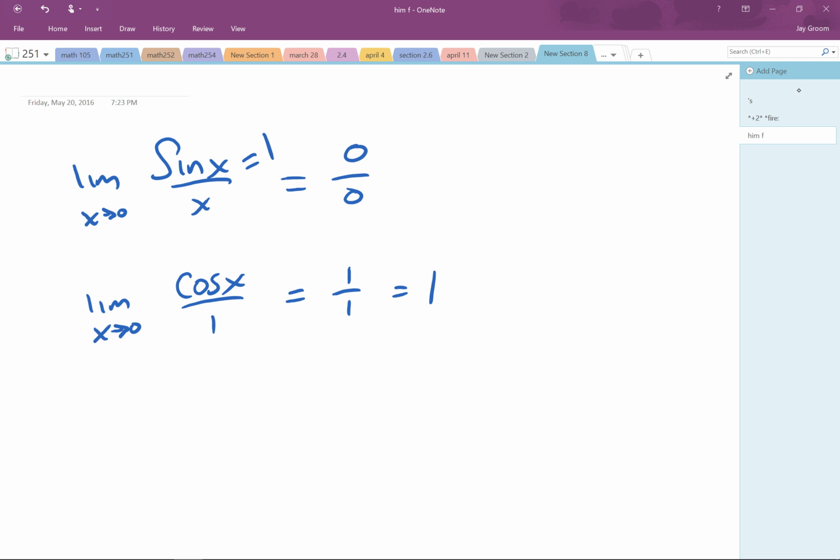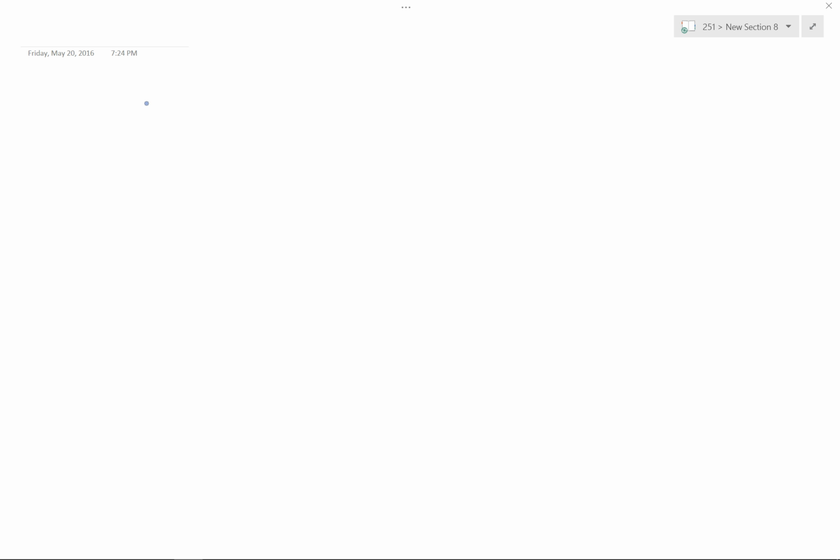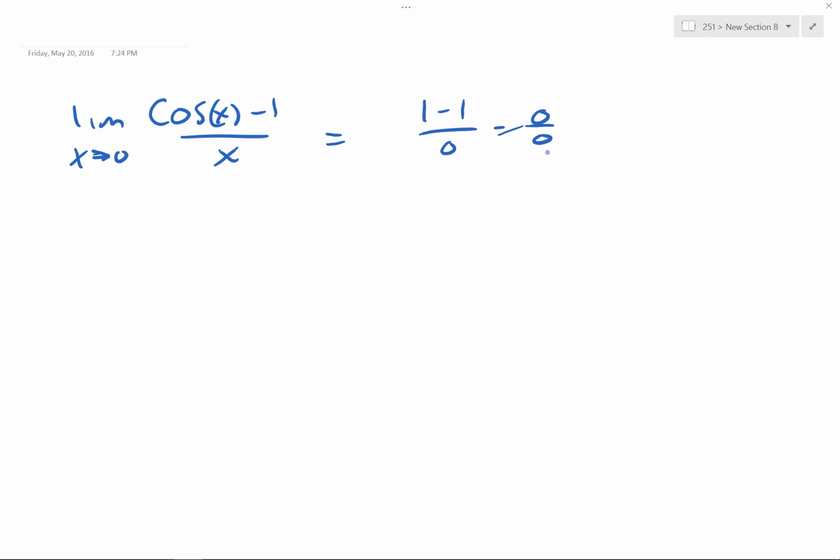That's a very famous one. Another very famous one is the limit of (cosine of x minus 1) over x as x approaches 0. And lo and behold, that becomes 1 minus 1 over 0, which is 0 over 0, which is undefined again. Take the derivative, you get minus sine x over 1.